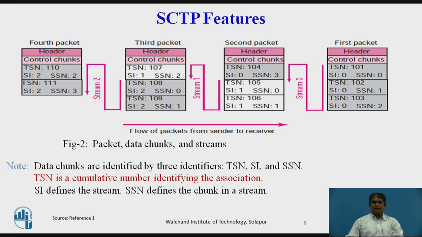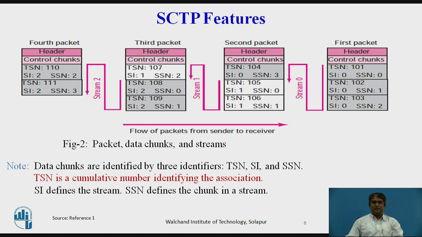Here we assume that the network allows only 3 data chunks per packet, which means that we need 4 packets, as shown in this diagram. Data chunks in stream 0 are carried in the first packet and a part of the second packet. Those in stream 1 are carried in the second and the third packet, and those in stream 2 are carried in the third and fourth packet. You can see this in the diagram.